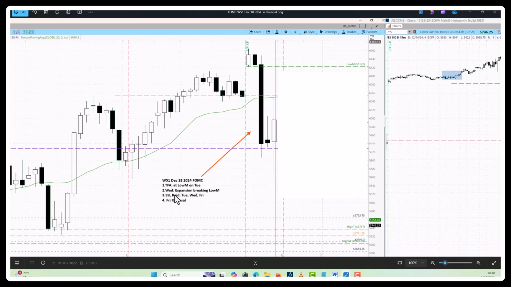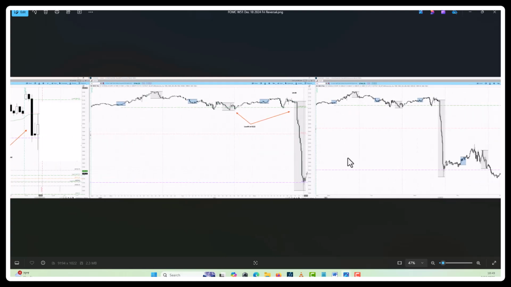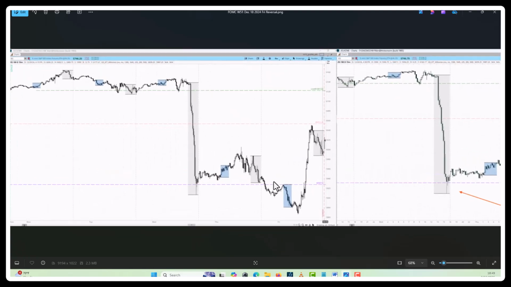reversal after three times breaking the sell side liquidity. On Tuesday it raided the low of Monday, and on Wednesday it raided the low of Tuesday, and then boom, on Friday it raided the low of Wednesday, and then it reversed. You look here, right there.